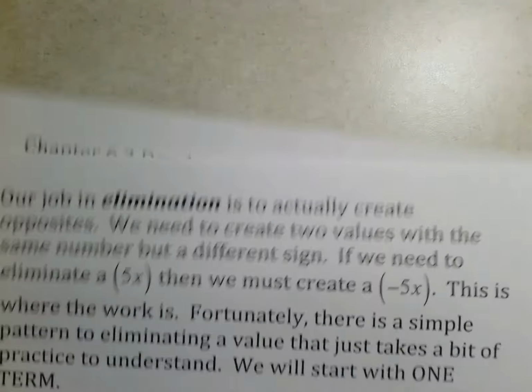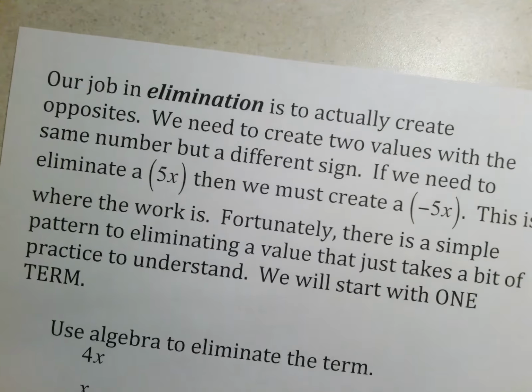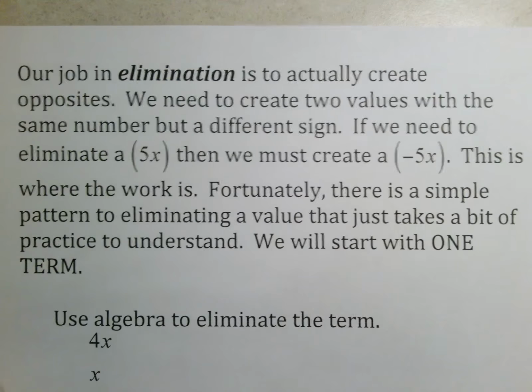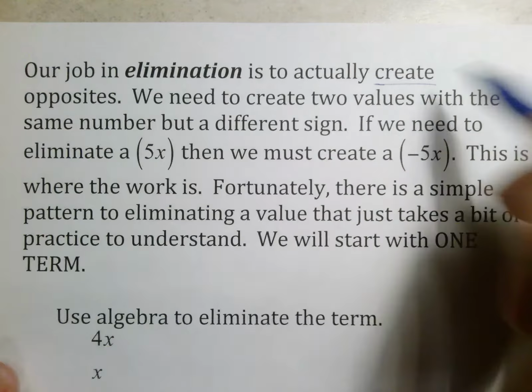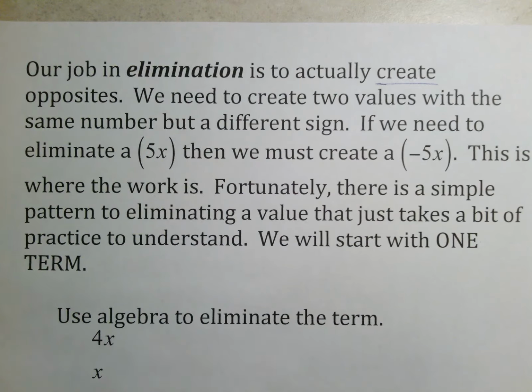Our job in elimination is to actually create our own sets of opposites. Now, I know that that word is scary for you. That means that you have the power to actually create opposites. We need to create two values with the same number but a different sign. Think again, it's not 5x and 5x to cancel out, it's 5x and negative 5x. It's not negative 3 and negative 3 to cancel, it's negative 3 and positive 3. So we have to create our own opposites. Fortunately, this is a very simple pattern to eliminate. It just takes a bit of practice.